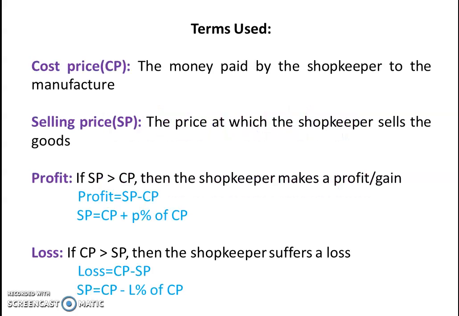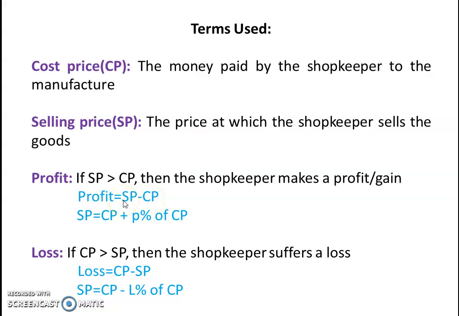There are some basic terms we use in profit and loss, and these are the terms we use in our daily life. First term is cost price. It is the money paid by the shopkeeper to the manufacturer. Next term is selling price, and it is the price at which the shopkeeper sells the goods. Next we have profit. When selling price is greater than cost price, in that case we have profit, and it is the difference of SP and CP.